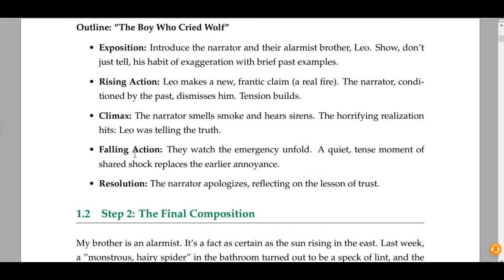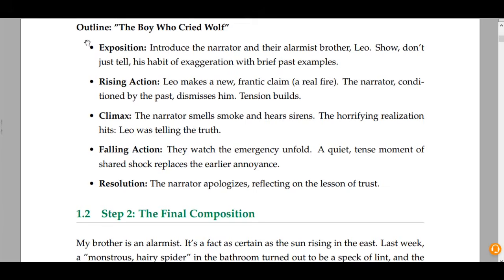Then what really happened at the height of the event? The narrator, or you, smell smoke and hear sirens. The horrifying realization hits that Leo was telling the truth. So following action, watch the emergency unfold. Quite a tense moment. Resolution, what really happened.